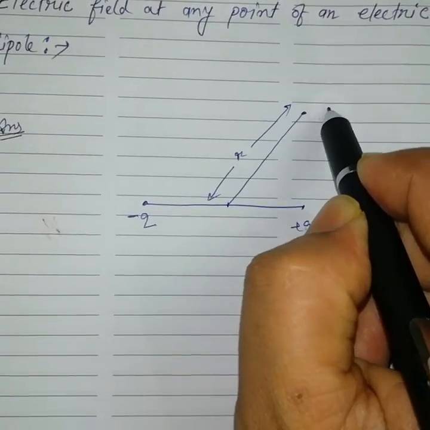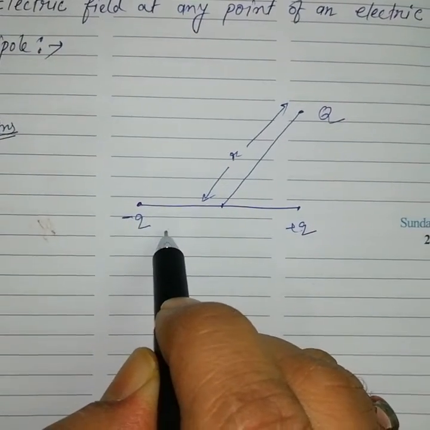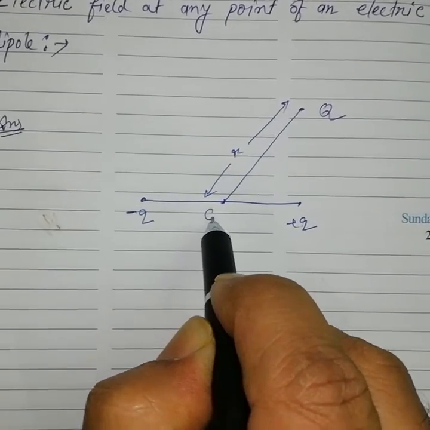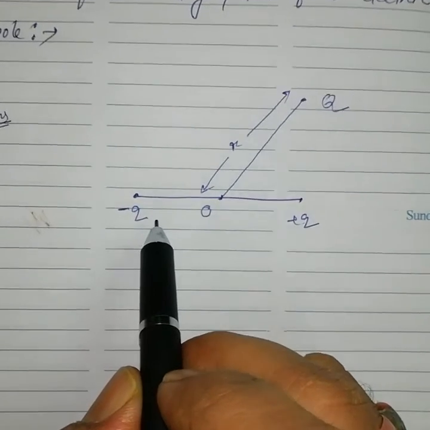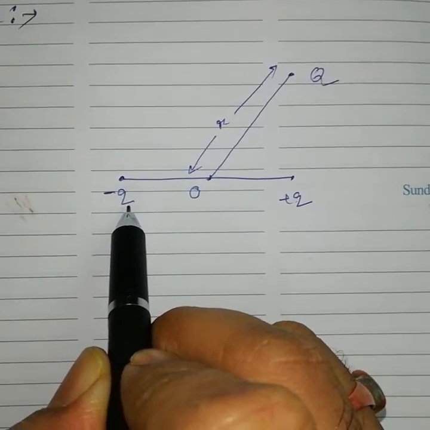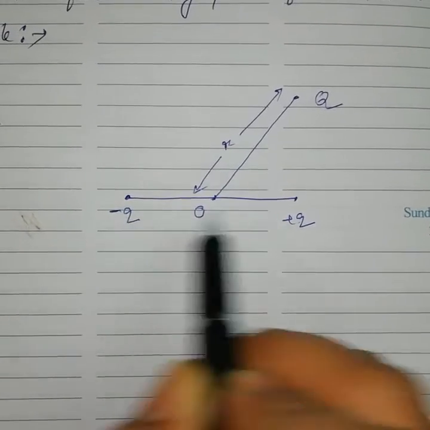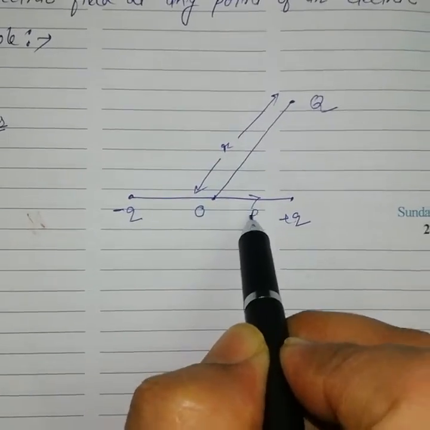Let us consider this point is Q, and this is the midpoint O. The dipole moment of an electric dipole we can represent by P, and the direction of the dipole moment is always from minus Q to plus Q. So this is the direction of the dipole moment.